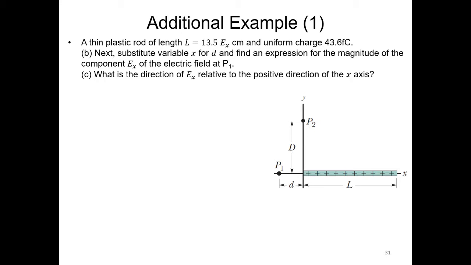Okay, next substitute variable x for d and find the expression for the magnitude of the component Ex of the electric field at P1. So actually, we can write it like this. V equals V0 log 1 plus L over d, L over x. So you can write it like this.